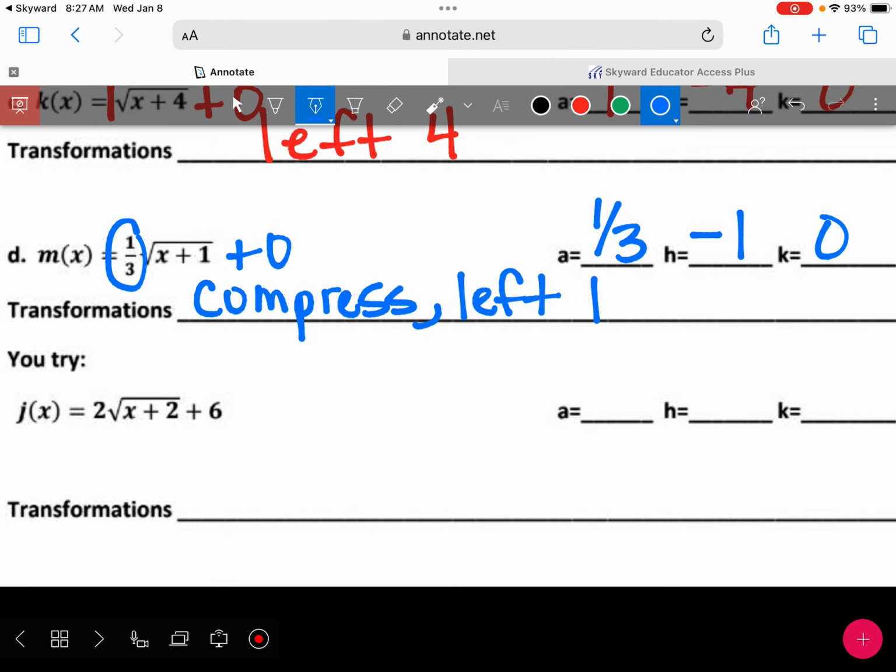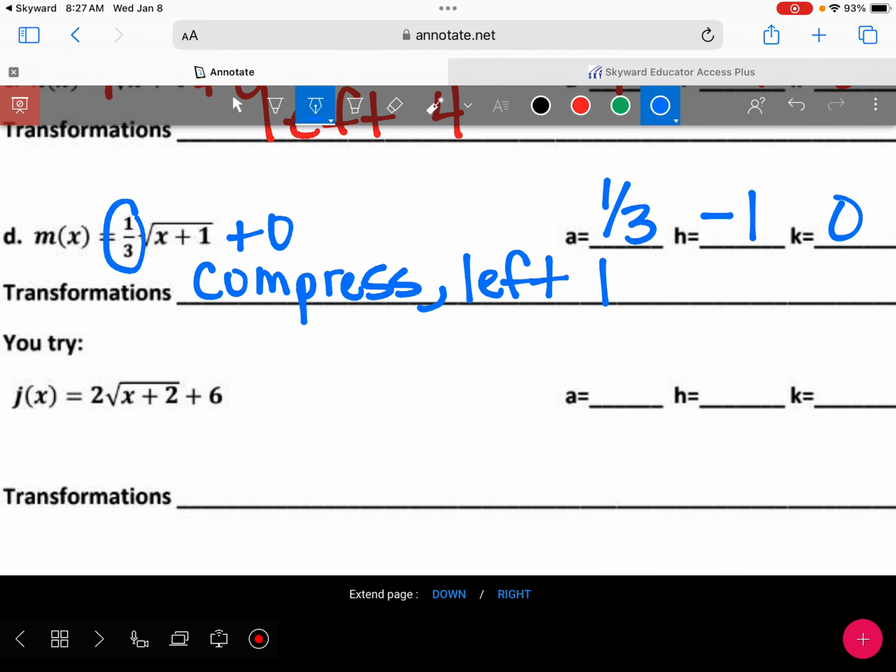All right, I want you all to do this last one on your own. I'm going to come around and check what you write. Try to do that last one on your own.